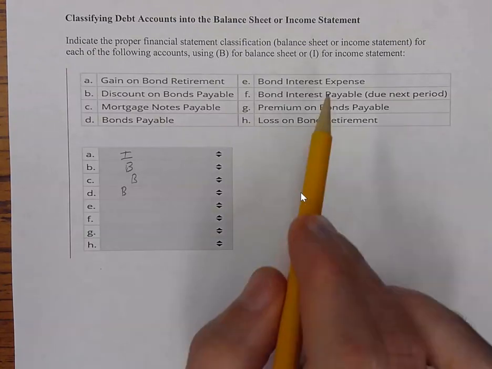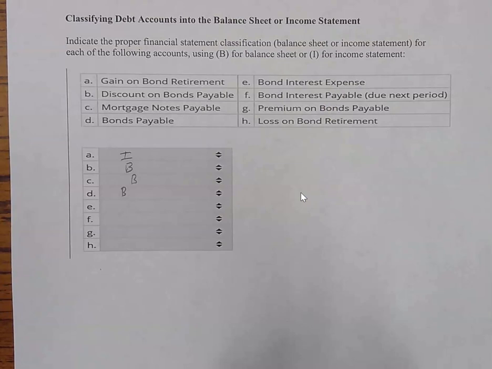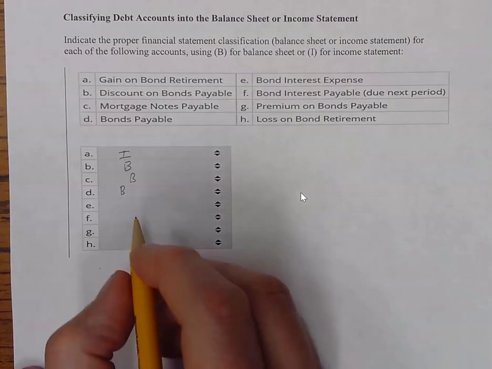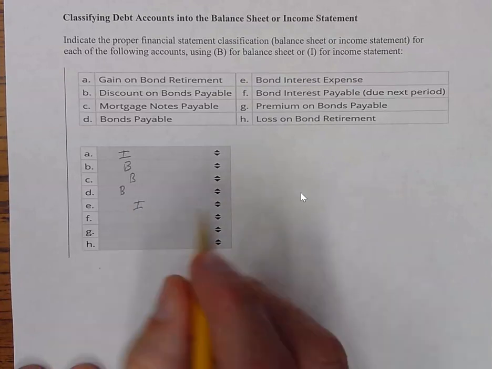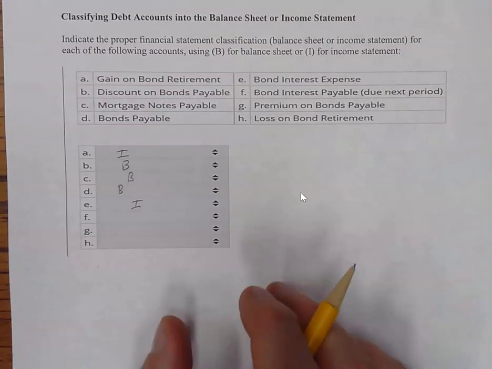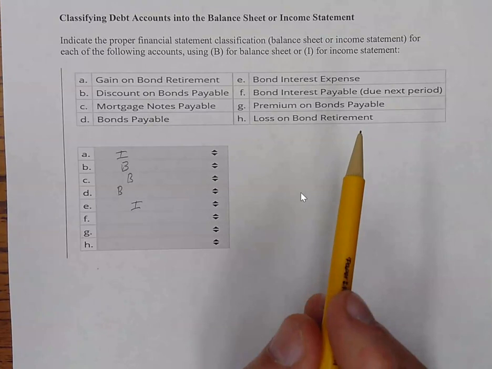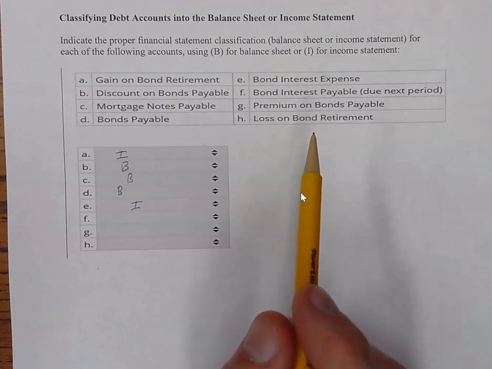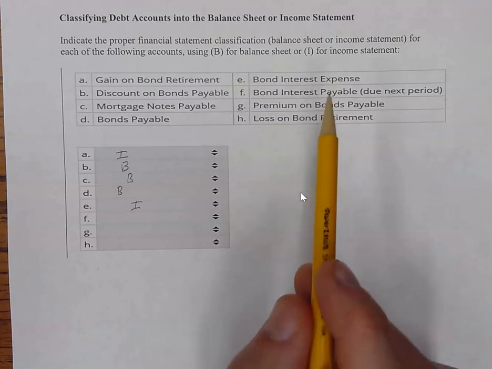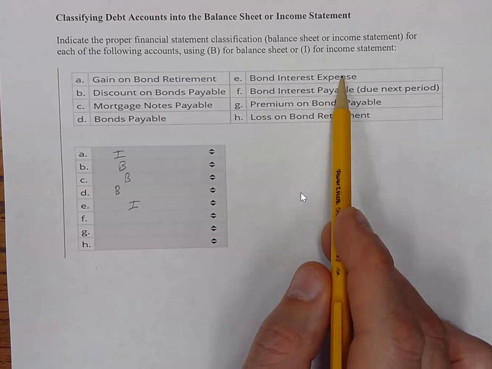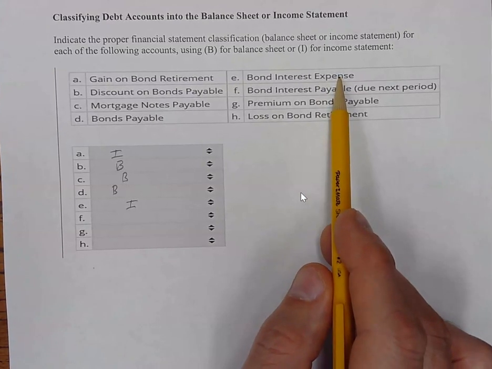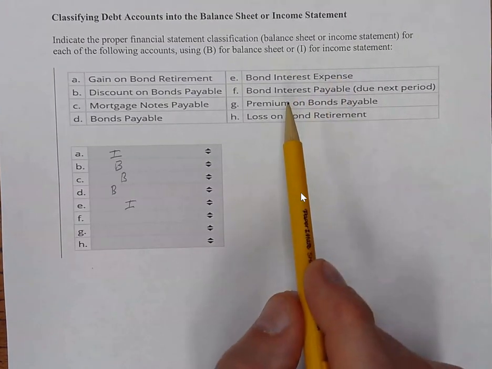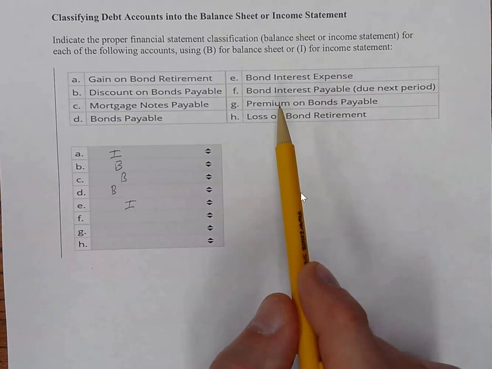E, bond expense. Anytime you see the word expense, that should be a dead giveaway to you that we are dealing with an income statement item. So when we pay interest expense, whether it's on a bond or not, that's going to be down in that bottom portion of a multiple step income statement. This is not an operating expense. This has to go down at the bottom, but it is in fact on the income statement.